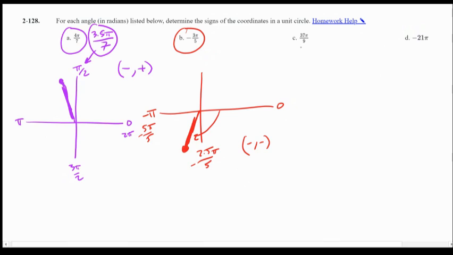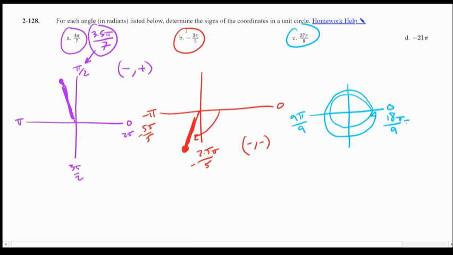The next one here, let's do this in blue. So 37 pi over 9. First of all, this being 0, this being 9 pi over 9, this would be 18 pi over 9 going all the way around. So already it's greater than that. If I went another 2 pi around, what I notice is that 36 pi over 9 would land on the same spot, and then 37 would be one more ninth. So it lands right around here, which means that both my sine and cosine would be positive.